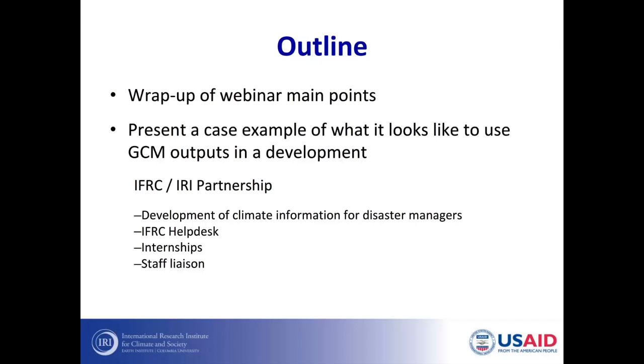In this example, I will step through the 4 components that contribute to this program's success, these being the development of climate information, the IFRC help desk, which is based at the IRI, internships, and the staff liaison. Emphasis will be placed on the climate information products since that is the topic of this webinar.